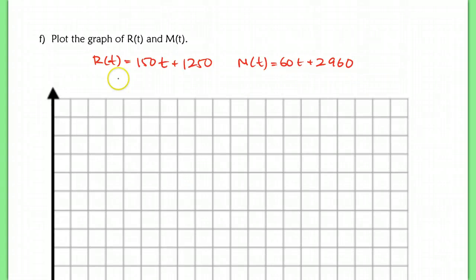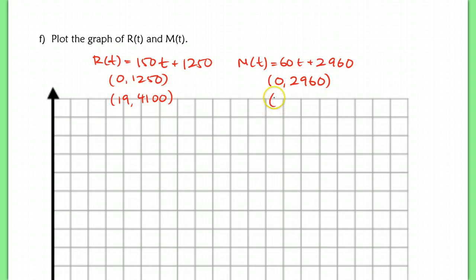Remember, you have some values for R of t. You know that at 0 months, it costs her $1,250 right when she purchases the car. And you also know that after 19 months, it's at $4,100. And for the Mustang, you know that at 0 months, she spends $2,960. So that's the cost of the car right when she buys it. And after 19 months, we're at the same amount of money, the $4,100. So I'd like you guys to plot these two functions using an appropriate scale. Make sure that you come into class with this completed.